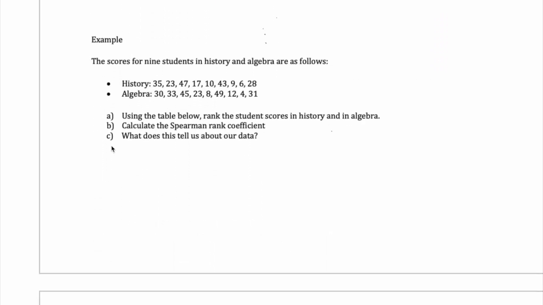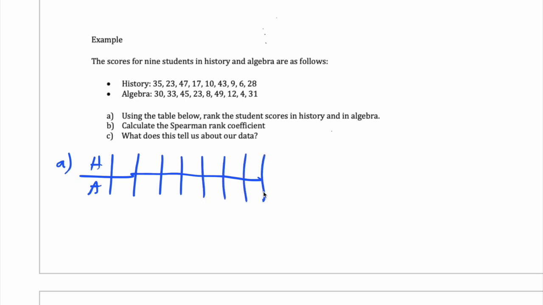So here we have history and algebra. I'm going to make a table of the ranks, so I'm going to make 9 cells. What we do is put in the ranks. The highest history score is 47, so I'm going to put a 1 there, and this is a 2. That's all in the 40s.